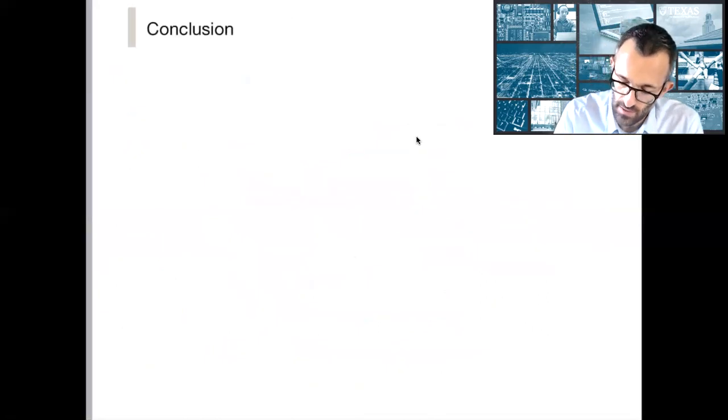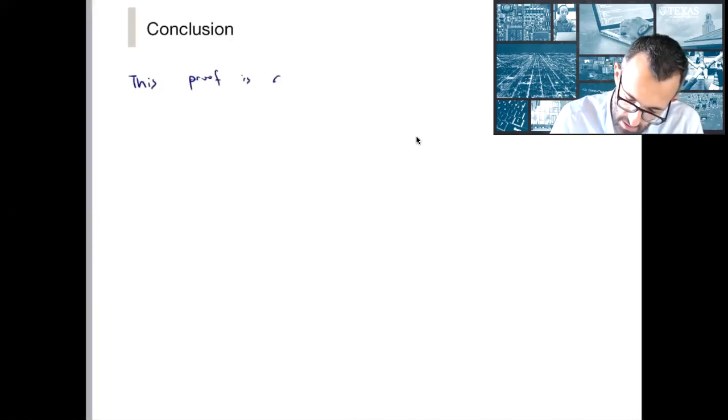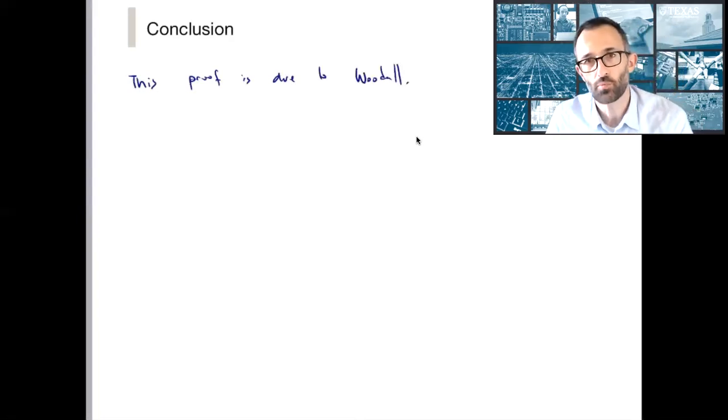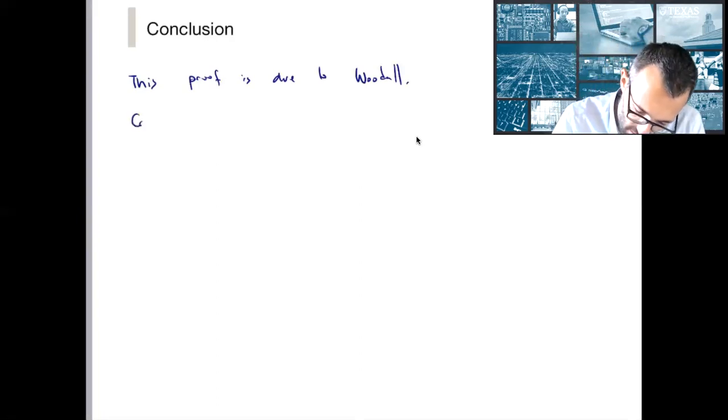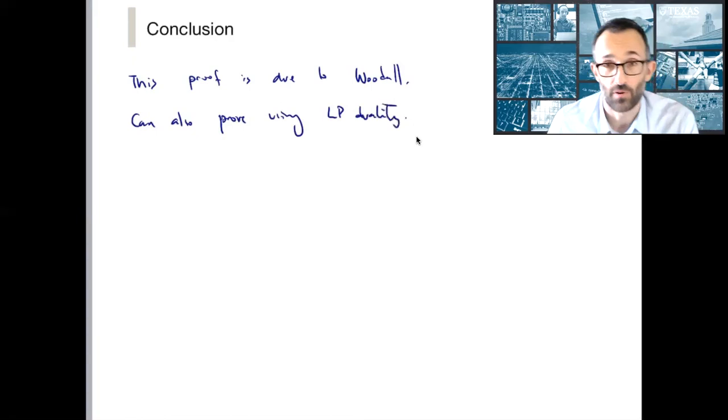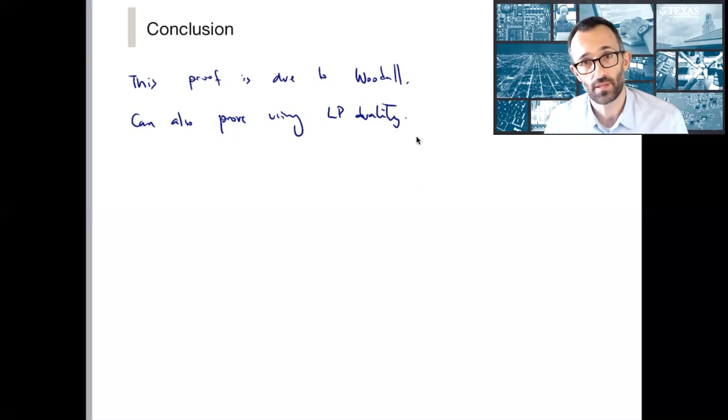And the contradiction finally concludes the result. So this is again a proof, not the original proof. This proof is due to Woodall. We will also prove it using LP duality. But for that, we need first a polyhedral characterization of the intersection of the independent systems. And so it's interesting to see what this theorem does for us.